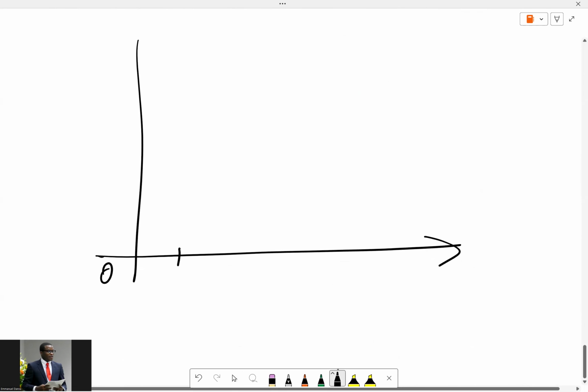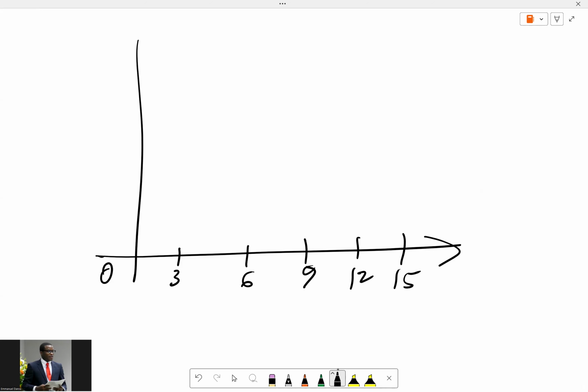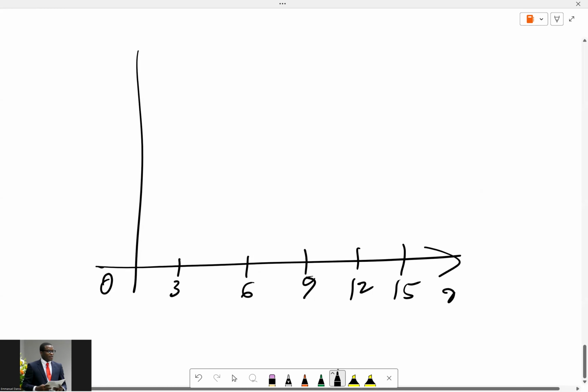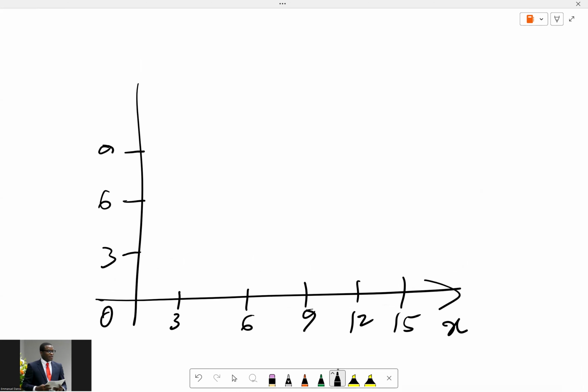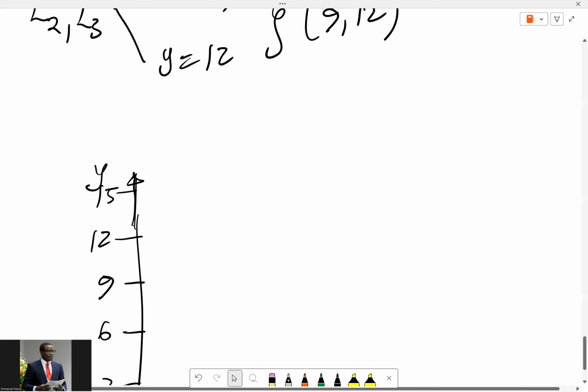So let's say this is 3, 6, 9, 12, and 15. That's for the x-axis. For the y-axis, we do the same: 3, 6, or maybe 2 is better? Okay, let's just do 3. 3, 6, 9, 12, and 15. And that is the y-axis. So let's see that.